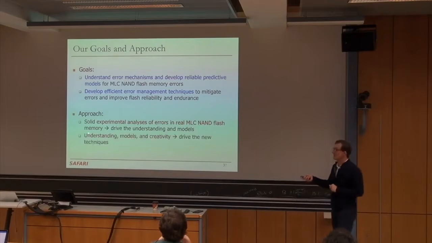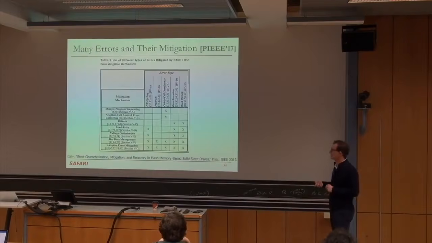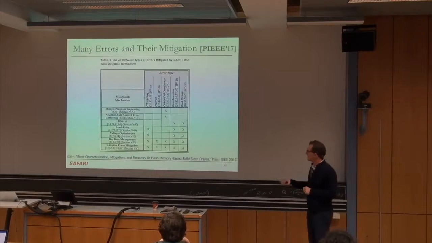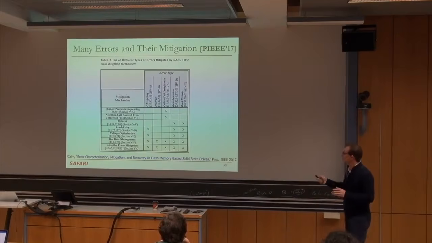And hopefully understanding models and the creativity associated with architecture will drive the new techniques. And here's another example from that paper that I mentioned. These are the different types of errors. Program erase cycling, that's wear out. Program cell-to-cell interference, data retention, read disturb.